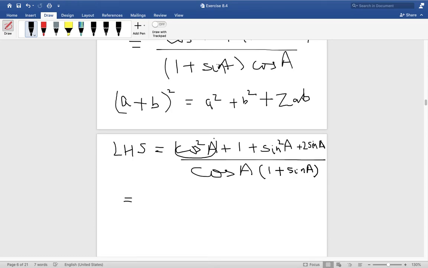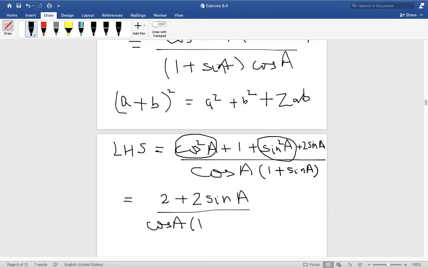So I have cos square a here and I have sine square a here, and there is plus sign. So cos square plus sine square is what? 1, and 1 plus 1 is what? 2. So I will get 2 plus 2 sine a. So that is why I was not wanting to touch it, because I have 2 plus 2 sine a, which is looking a bit like what I have in the denominator, which is 1 plus sine a.